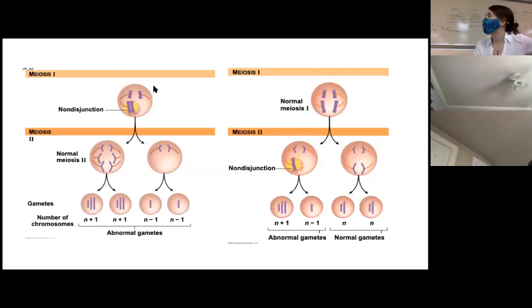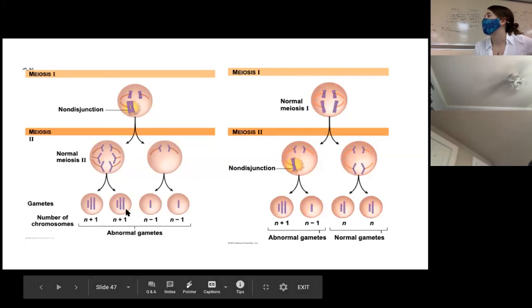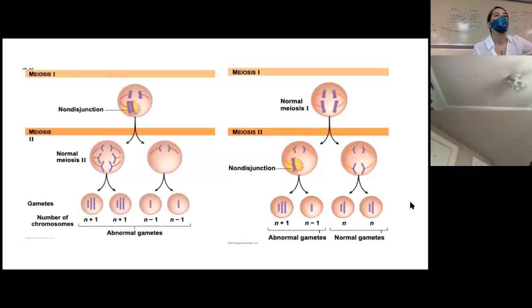All right. So non-disjunction can happen in meiosis 1. If it happens in meiosis 1, you end up with 2 of your daughter cells that have 3 instead of half of it. In meiosis 2, you can also have non-disjunction. If your sister chromatids don't separate, then you end up with 1 with 3, 1 with 1, and 2 with 2. So depending on when it doesn't separate, you can end up with different combinations of numbers of chromosomes. All right. But the important thing is non-disjunction is when chromosomes don't separate, whether those are pairs of homologous chromosomes or sister chromatids. Non-disjunction, they're not separating the way they should.